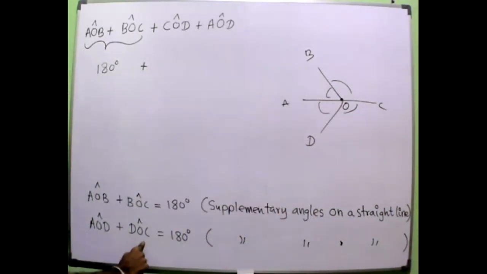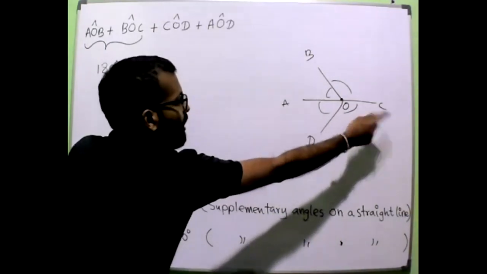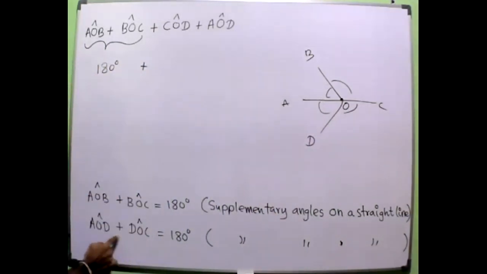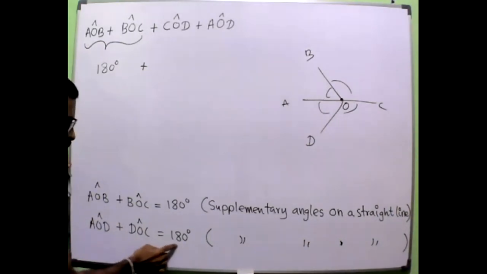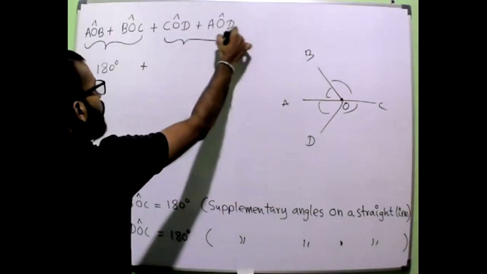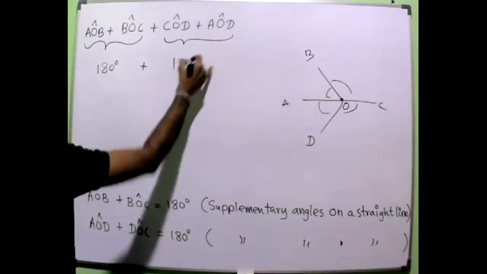AOD plus DOC, right? DOC means, the other way around, COD. COD, DOC. AOD plus DOC is equal to 180. So these two are our bottom angles, so it is also 180 degrees.